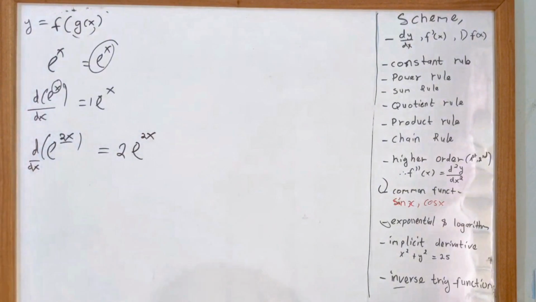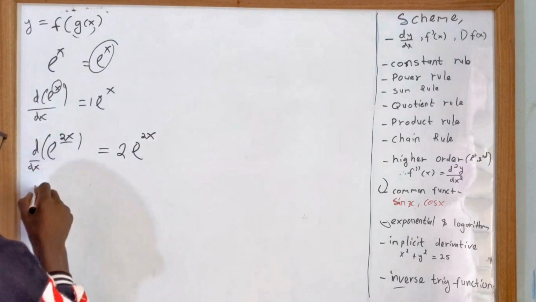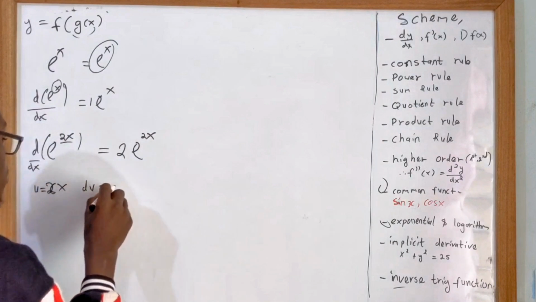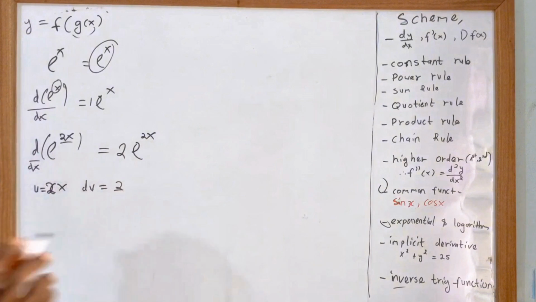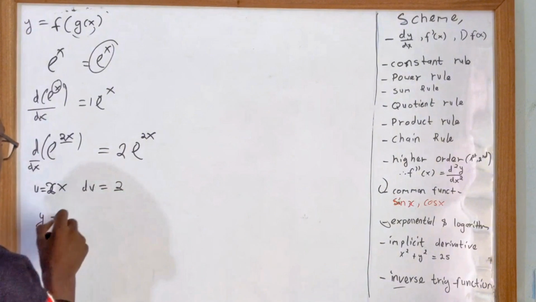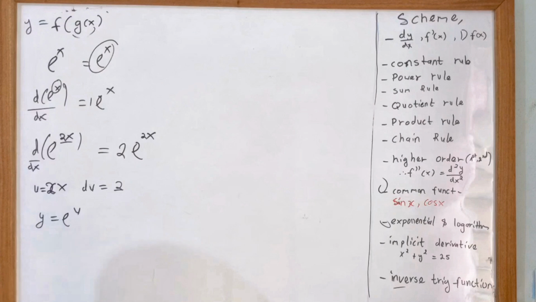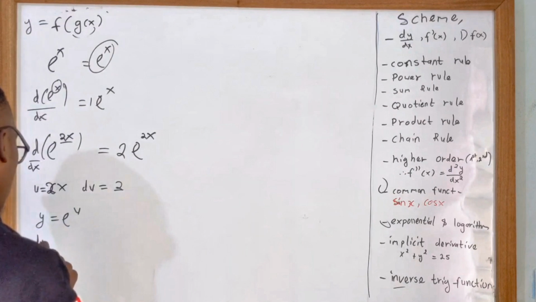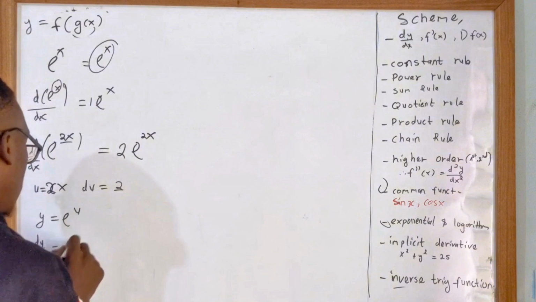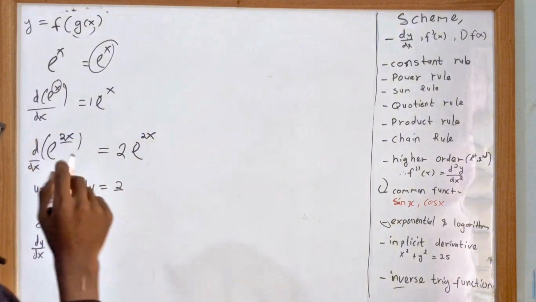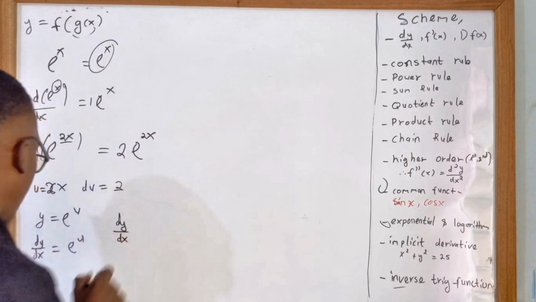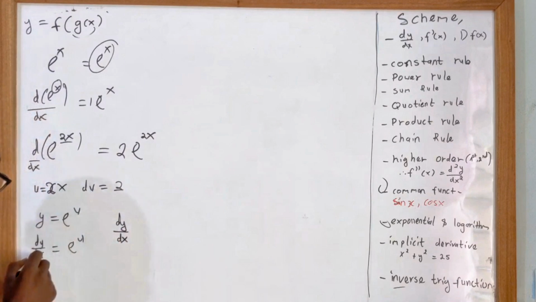Let's prove it using the chain rule. We are going to take u equal to 2x. du over dx is equal to 2. Okay, moving on then, we are going to have y equal to e to the u. And if we differentiate e to the u, we are going to have e to the u. Therefore, dy over dx is equal to e to the u. Okay, therefore, dy over dx, sorry, here is dy over du because it's with respect to u.